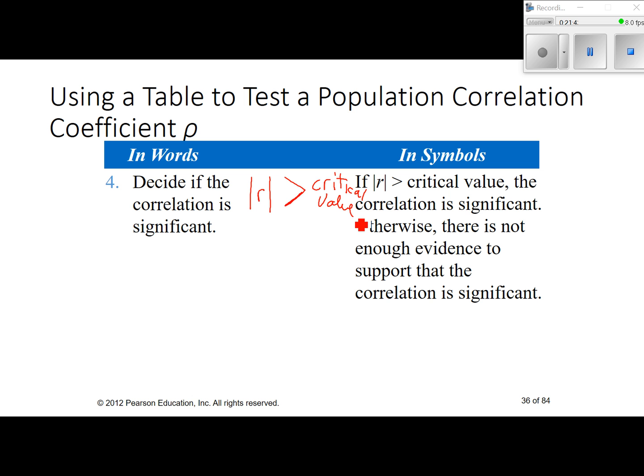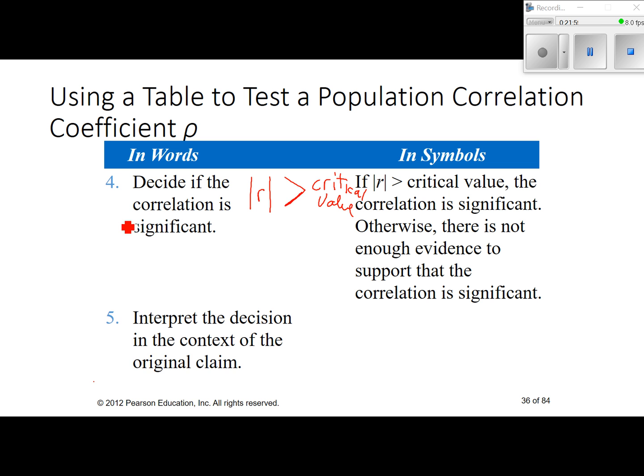If it is greater than, then the correlation, the relationship between the X and the Y, is significant. If it's not greater than, then there's not enough evidence to support that the correlation is significant. And that's how we interpret it. We just decide, is the correlation significant or is it not significant?